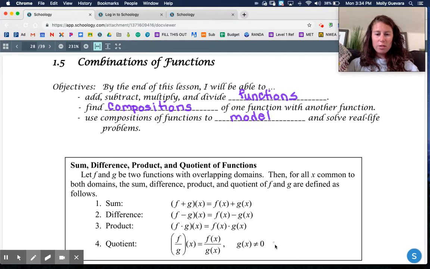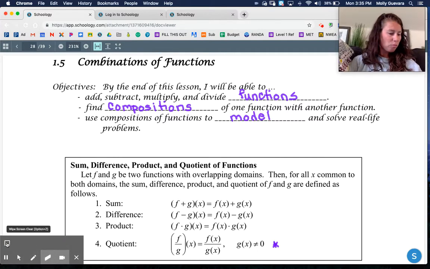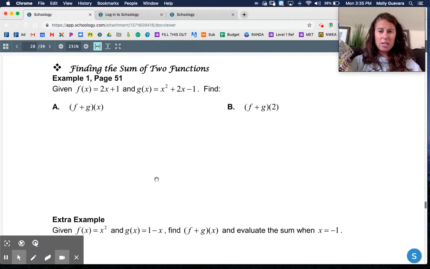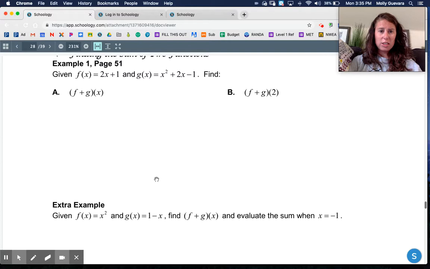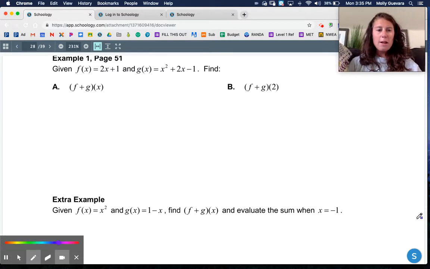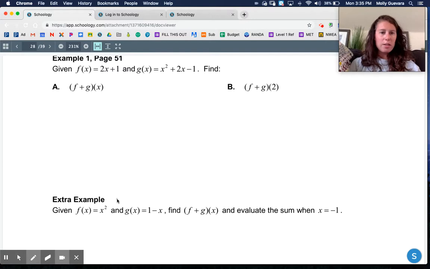However, this is really important right here. When we're dividing, whatever is on the bottom cannot be 0. So as long as we're paying attention to that, we're just going to jump right into it. I think that you'll find that this section isn't too terrible. Hopefully that's the goal. Okay, so let's look at example 1.